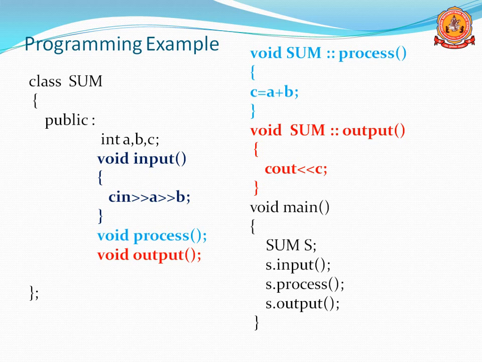Then I call the function s dot input. It will invoke the input function. Then s dot process. It will invoke the process function. Then the last one is s dot output. It will invoke the output function. See here, the process and output functions are written outside the class, and the input function is written inside the class. In the same example, there are two topics. The input function is written inside the class definition. The process function and output function are written outside the class declaration or definition.